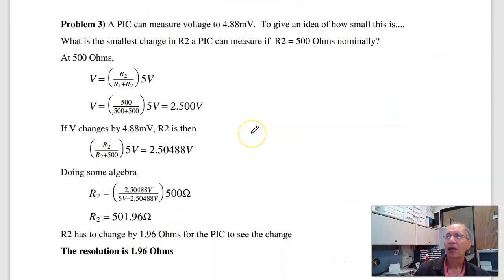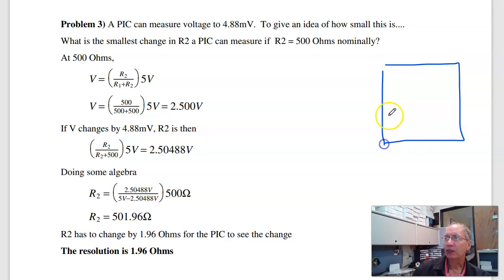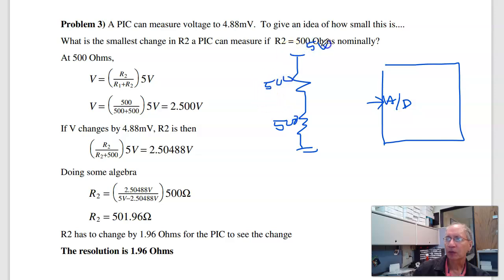Problem 3. This is the analog input. The A to D input on the PIC can read 0 to 5 volts with a resolution of 4.88 millivolts. What does that mean? Suppose I have a voltage divider with two resistors. This is 500 ohms, this is 500 ohms, and 5 volts. Nominally, I'll read 2.5 volts.